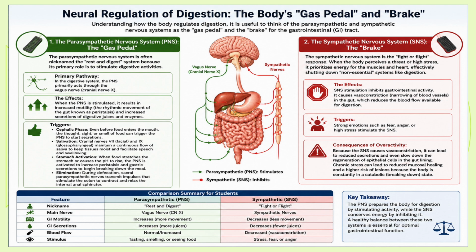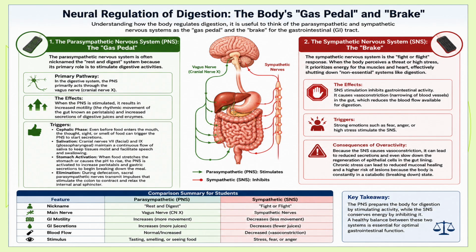Now this is in relation to the digestive system. So basically the PNS, as we said, is known as the rest and digest system, because it stimulates digestive activity. In the GI tract, it acts primarily through the vagus nerve, we said, the cranial nerve X. When activated, it increases motility, peristalsis, and digestive secretions needed to break down the food.